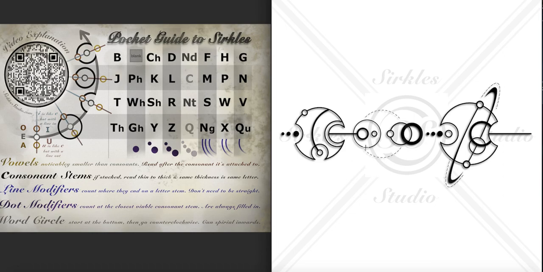And then we have our next word here. The bottom of the word circle's here, and we don't hit our first letter until all the way over here, all the way to the side. And it's a little circle, so it's a vowel, and it's on the inside of the word circle. So that makes it an O. And then we have this letter, which is a circle inside the word circle with one line, making it an N.